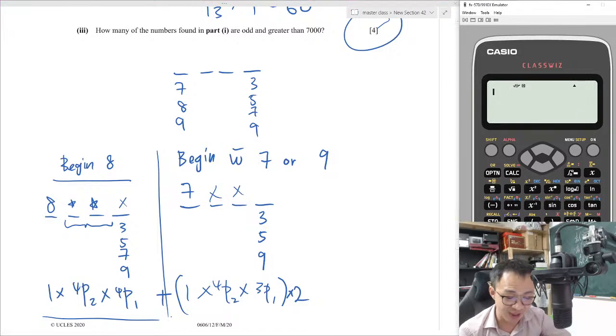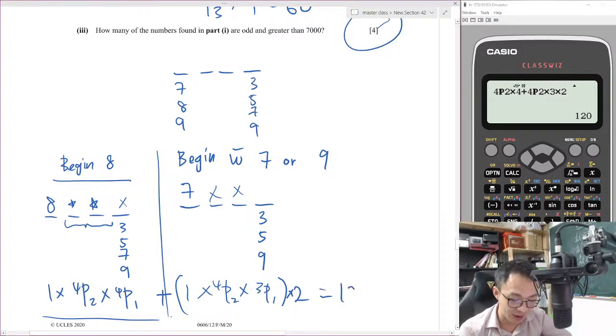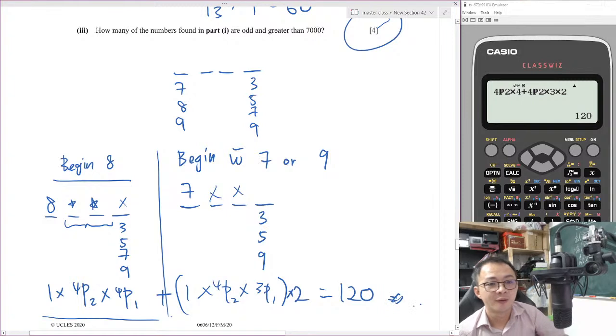Okay, so I will just type everything into the calculator. So 4P2 multiplied by 4P1, which is 4, okay? Plus another 4P2 times 3P1, which is 3, times 2. Then I will get my final answer, which is 120. Alright, this is quite straightforward, but you need to understand a little bit in order to get the final answer correct here.